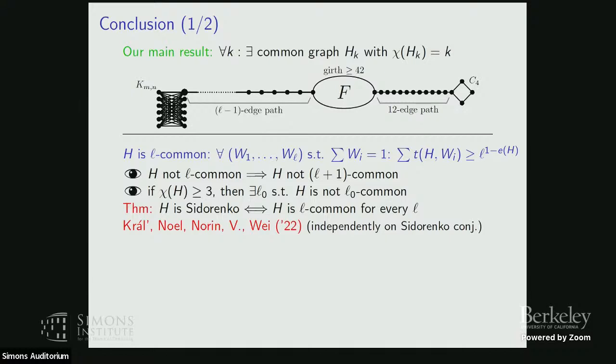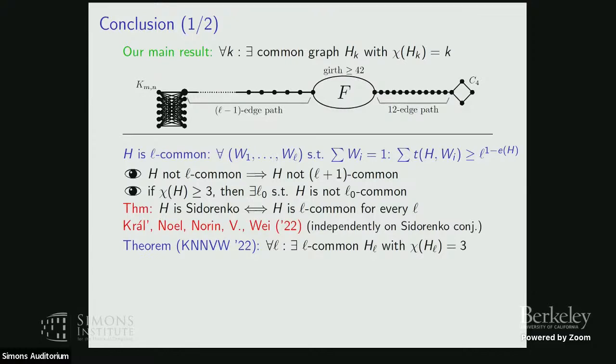So if Sidorenko's conjecture is true, every bipartite graph would be Sidorenko, then okay. Once H is non-bipartite, this cannot hold. And if you believe in Sidorenko's conjecture, then you have it for every bipartite graph. So if Sidorenko's conjecture is true, then this equivalence is actually trivial. But we show this equivalence even independently of Sidorenko's conjecture. And also in that paper, we provided the first example of a non-bipartite graph for L at least 3.